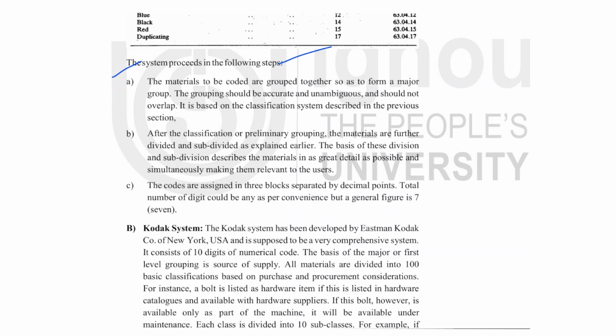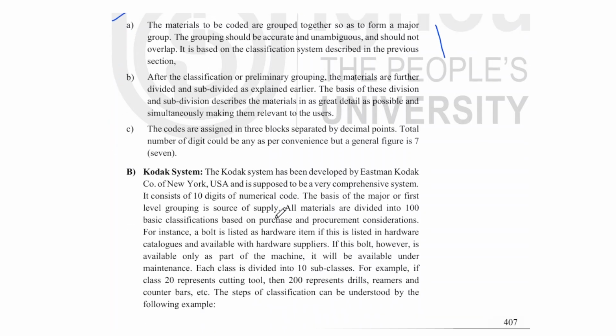It is based on the classification system described in the previous section. After the classification or primary grouping, the materials are further divided and subdivided as explained earlier, and on the basis of this division and subdivision, describe the material in as much detail as possible while simultaneously making them relevant to the users. The codes are assigned in three blocks separated by a decimal point, and the total number of digits could be any as per convenience, but a general figure is 7.